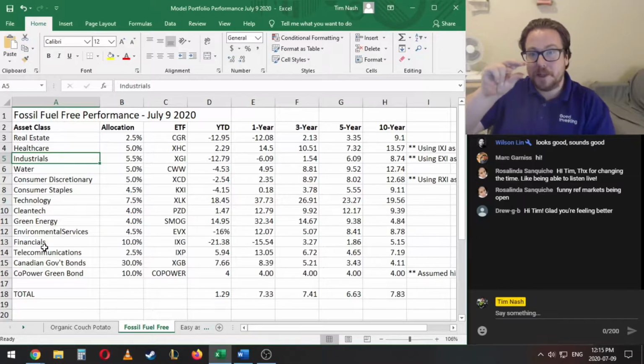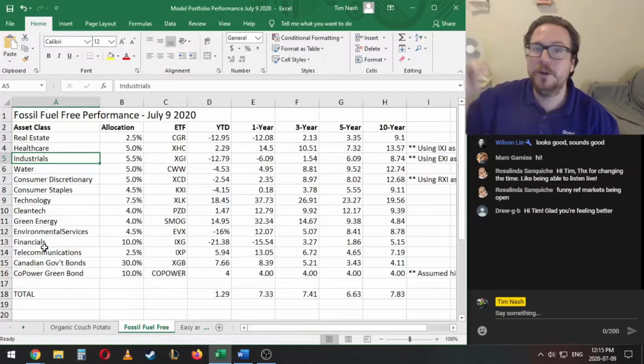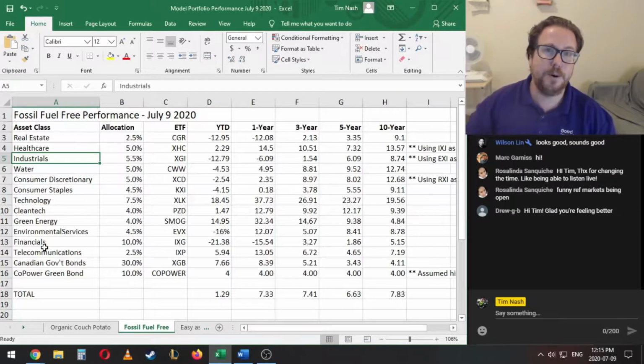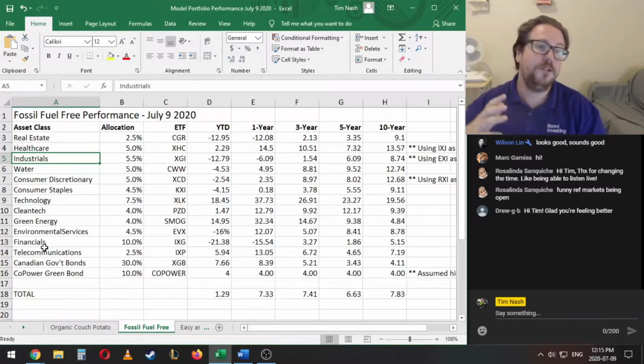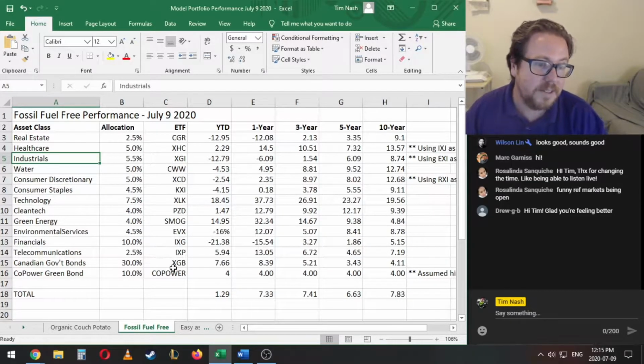This allowed me to completely remove energy and remove mining and remove utilities. And those are the 3 sectors that have the biggest sort of carbon footprint and exposure to the fossil fuel sector. So I just took them right out. What's left are all of these other sectors.